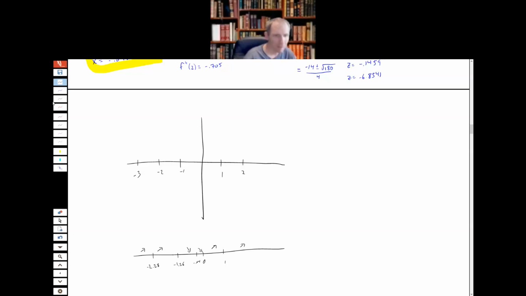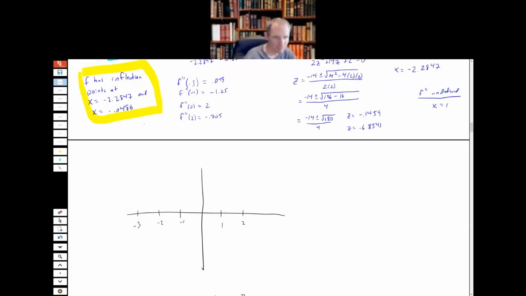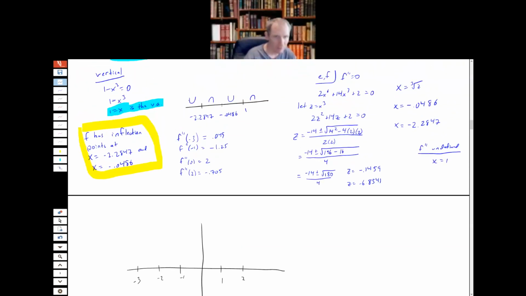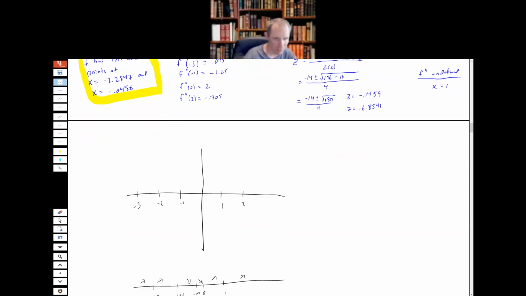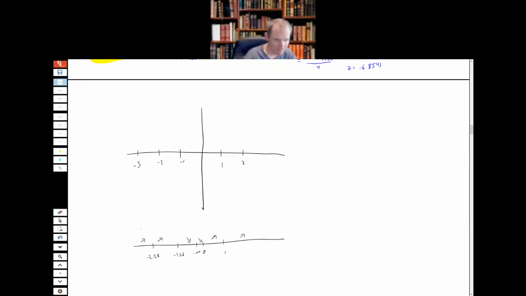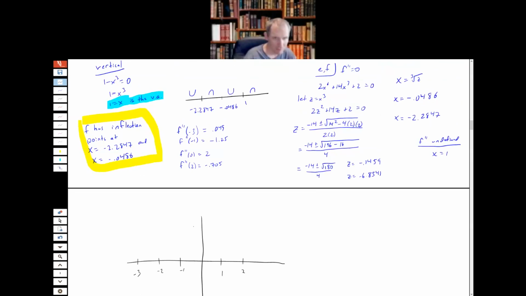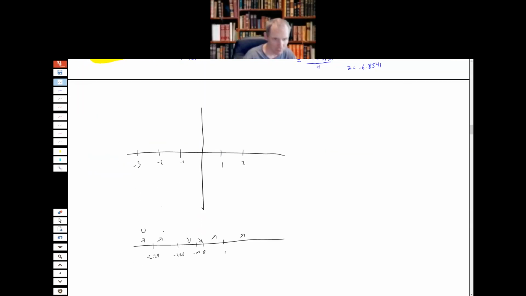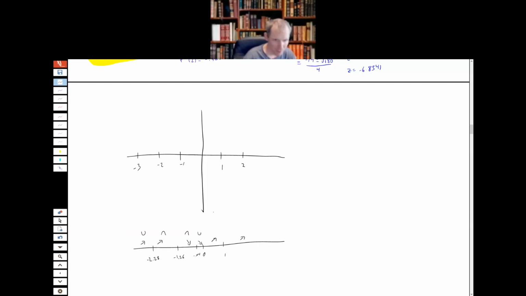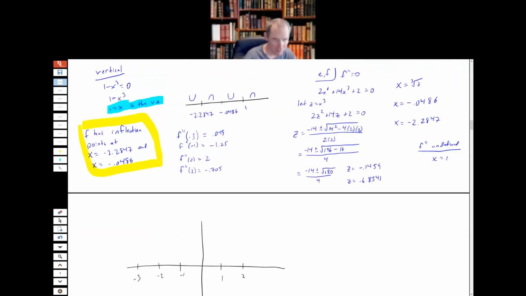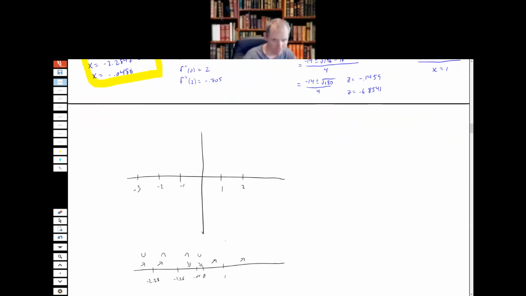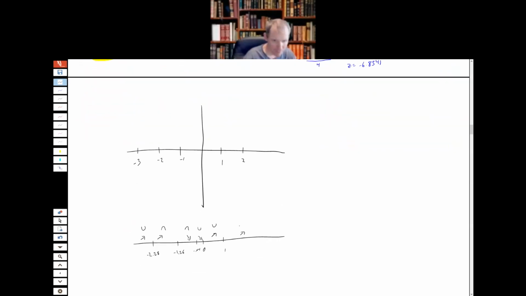Okay. All right, now I throw in the concavity. It's concave up until I get to the negative 2.2. Then it goes concave down until I get to the negative 0.04. Then it switches to concave up until I get to 1. And then it switches to concave down.